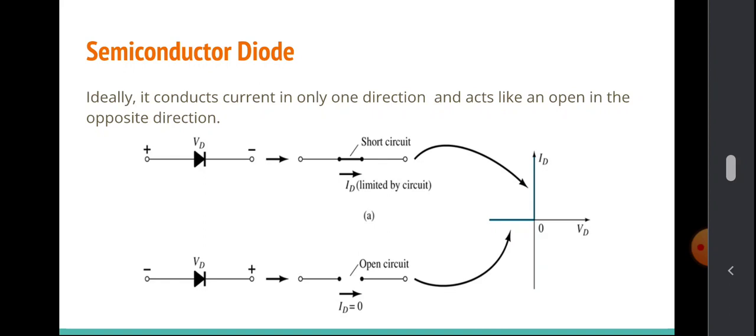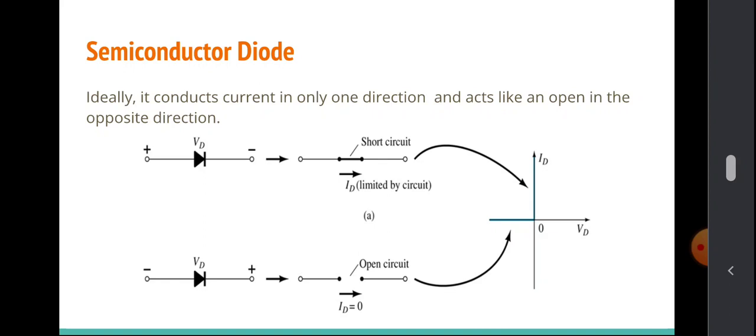And when you look at the diode below that, the polarity is negative to positive. So the current flows from negative to positive. It creates an open circuit, meaning the current is 0. The current I sub D equals 0, and the voltage is negative. Okay, we look at the graph.